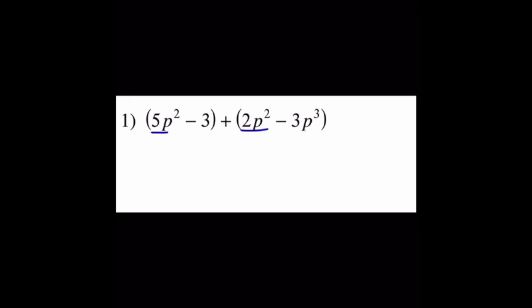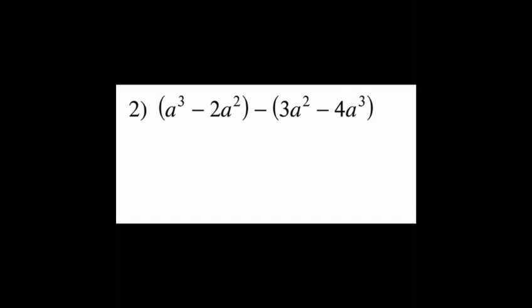So for number 1, this 5p squared can be combined with 2p squared. And then we have the single terms of negative 3 and negative 3p cubed. So we're going to write this as negative 3p cubed plus our 5p squared plus our 2p squared, which is 7p squared, and then finally subtracting that 3. And this is the final answer for number 1.